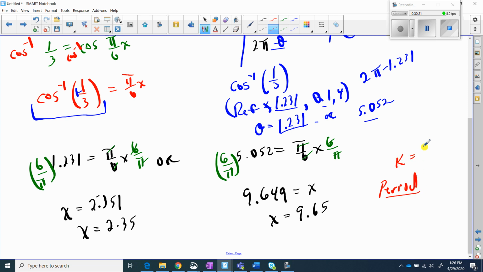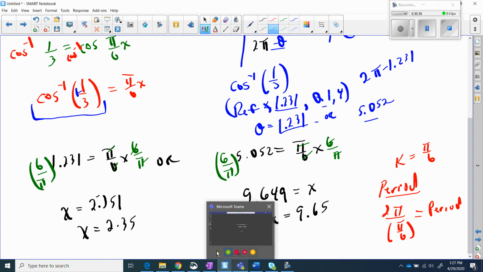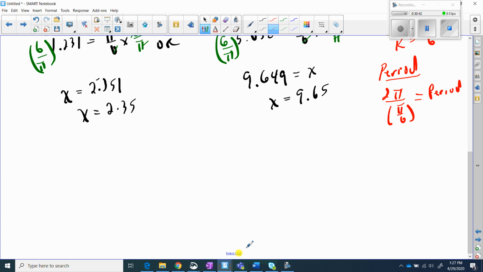Again, knowing that k is pi over 6, the 2 pi over k, k being pi over 6, always equals the period. Well, when you divide by a fraction, you multiply by the reciprocal. This is really going to be 2 pi multiplied by 6 over pi, which is going to cross those out. This graph has a period of 12, and that's in radians. So here are what are called the general solutions, meaning there's no restrictions on the bound, it can go forever.